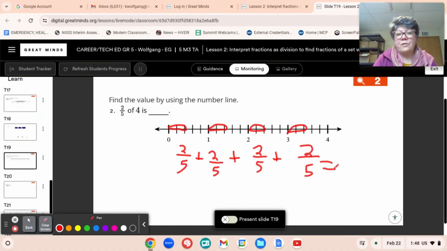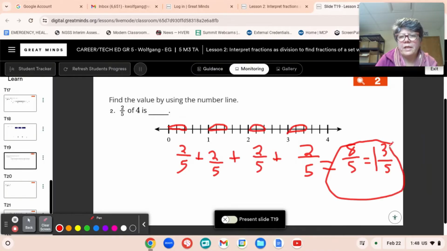That would be 2, 4, 6, 8 fifths, right? And you can see that that is an improper fraction, so we can change that to a mixed number. There are 5 fives, right? 5/5 with 3/5 left over, so that is 1 3/5. And you could write it up there in the box. I'm just going to circle mine right here.